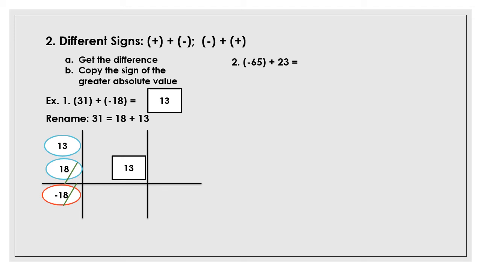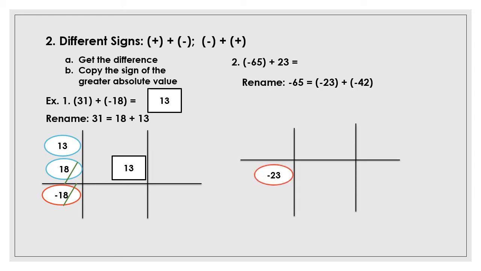Next, negative 65 plus 23. So, i-rename naman natin ang negative 65 as negative 23 plus negative 42 dahil isi-subtract natin itong positive 23. So, using the seeds diagram, we have negative 23 at negative 42 representing negative 65. And then positive 23 nasa itaas. Then 23 plus negative 23 is 0. So, what is left here ay negative 42 na nasa lower portion. So, yung result ay dito rin sa lower portion, and that is negative 42. So, negative 65 plus positive 23, we have negative 42.